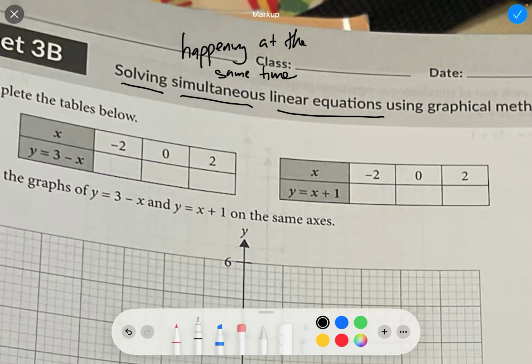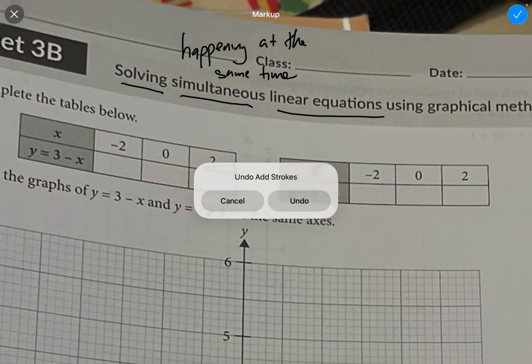Okay, so this straight line that I draw represents all the solutions of this equation. There are endless combinations that can fulfill this equation. Then, next I want to draw this line. This line is going to give me all the solutions of this equation. So when x equals 0, y equals 1. When x equals negative 2, y equals negative 1. When x equals 2, y equals 3. So again, using these points, I can plot out a line.